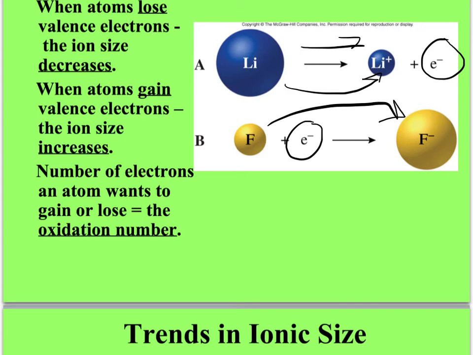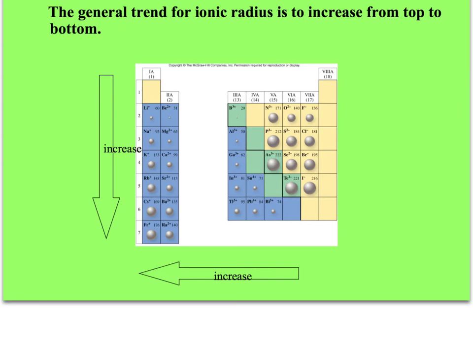The number of electrons an atom wants to gain or lose equals the oxidation number, which we've talked about many times here. And the general trend here for ionic radius is to increase from top to bottom and from right to left. There's a few exceptions there, but that's the basic trend.